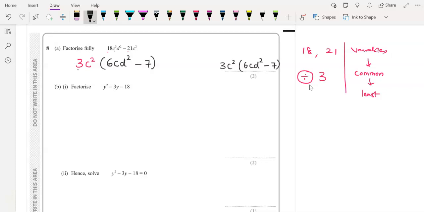Part B, the question is factorize the quadratic. So we need to look for factors of 18. When you multiply, you should get negative 18, and when you add, you will get negative 3. So factors of 18 are 6 and 3. You want negative 3, so your bigger number will be negative and the smaller will be positive. So you open two brackets, start with y, put the factors minus 6 and positive 3. You can also get these factors from the calculator.